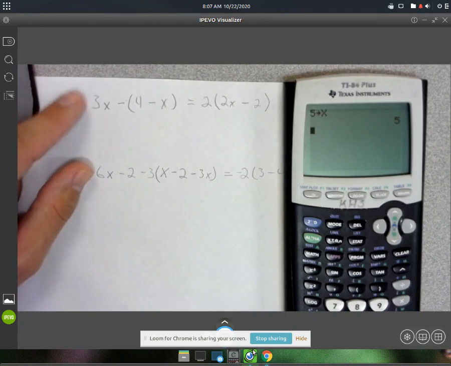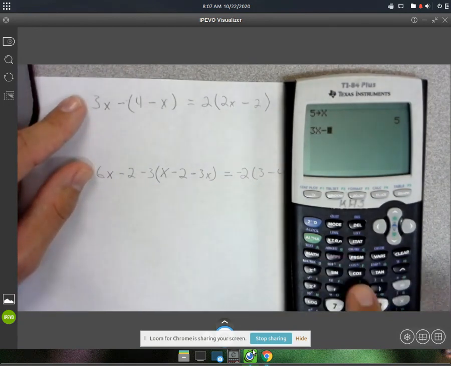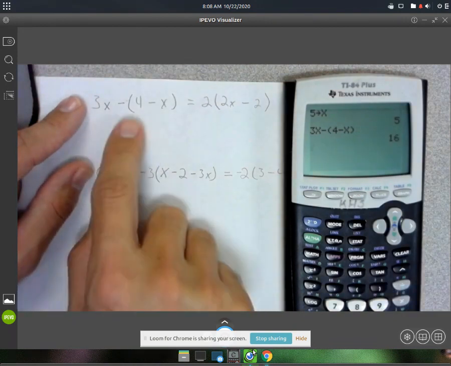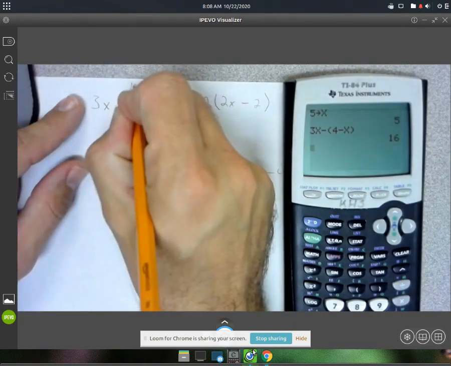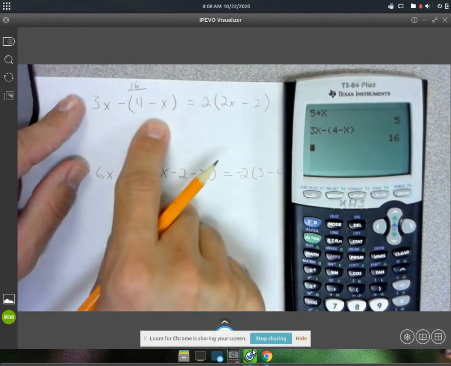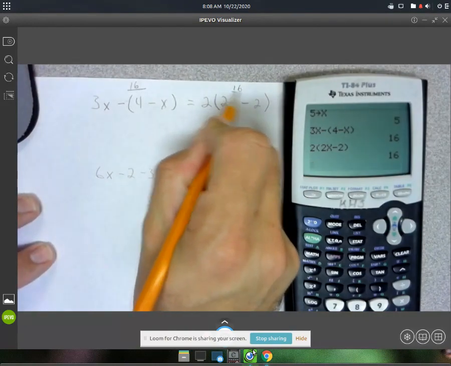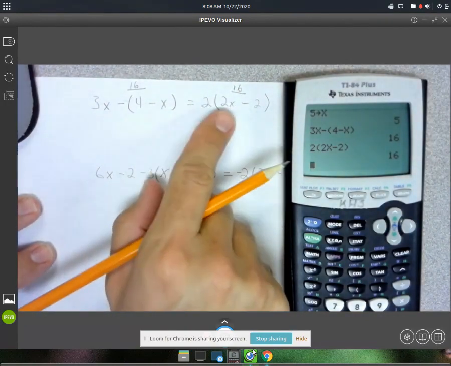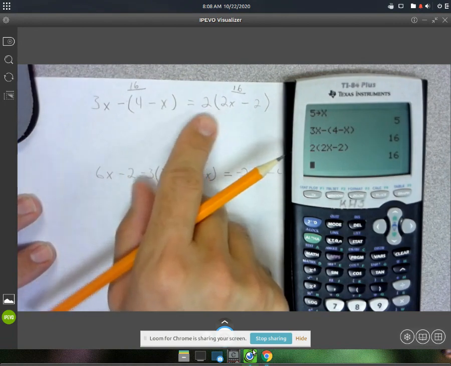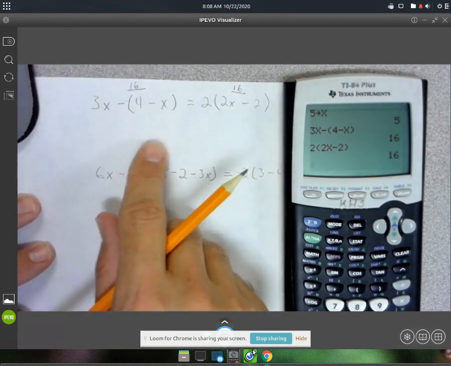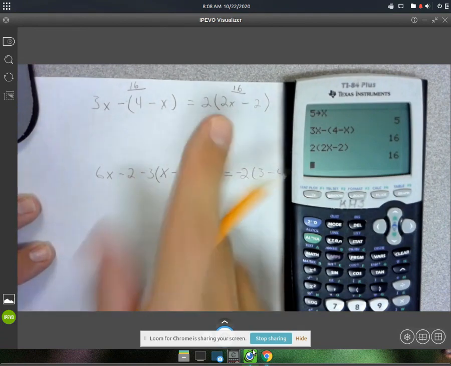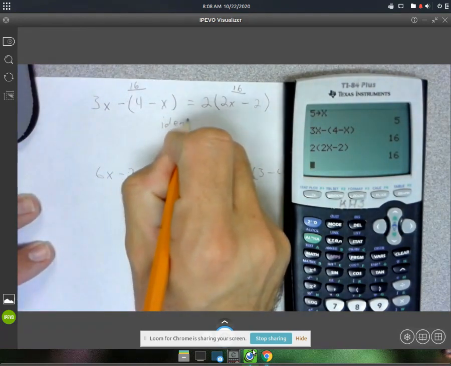And then I'll just type in the left side, 3x minus 4 minus x. So the left side gives me 16. All right, so whenever x is equal to 5, you get 16. And then on the right side, 2 parentheses 2x minus 2, I get 16. All right. So because this works for 5, because it works for some number, and I know it's either inconsistent or an identity, then I know that this thing is an identity.